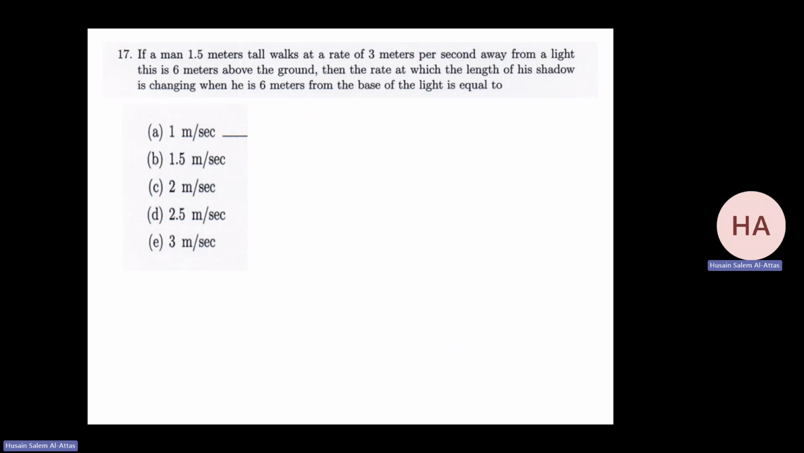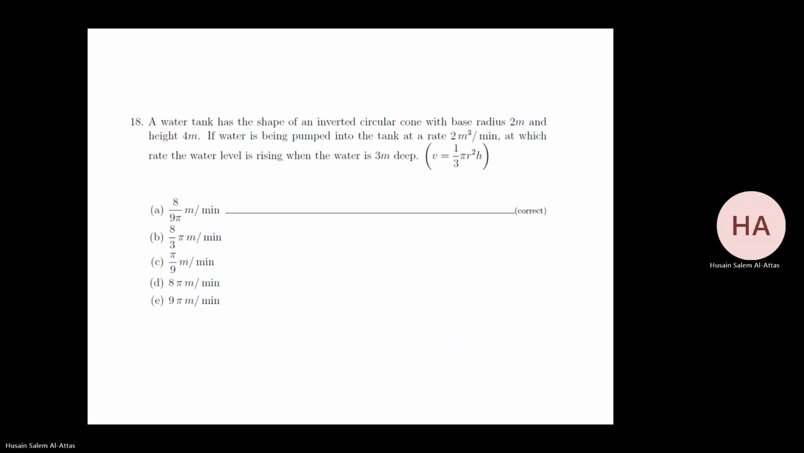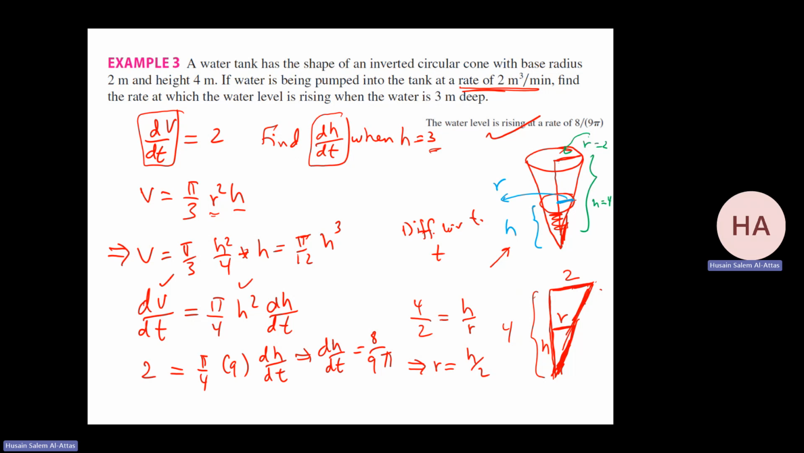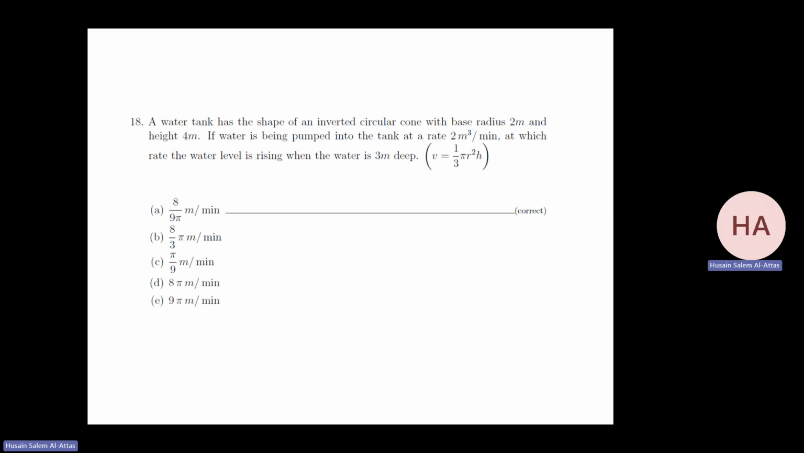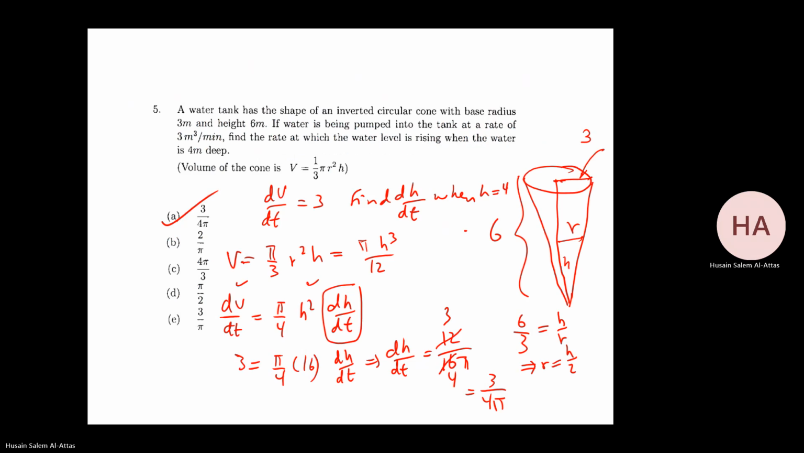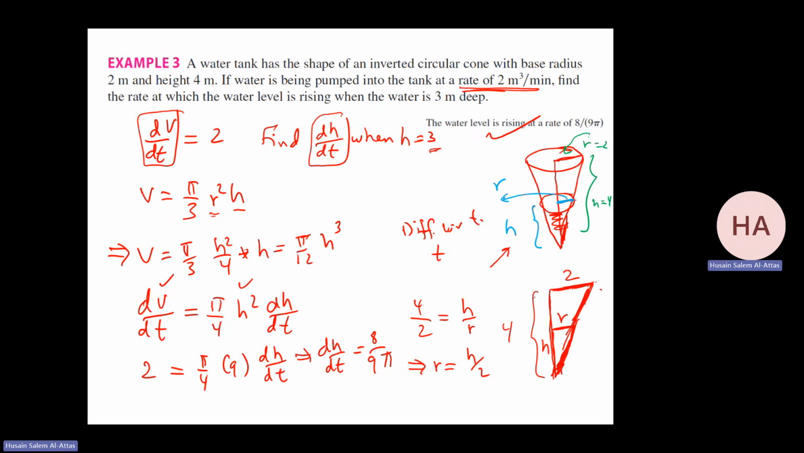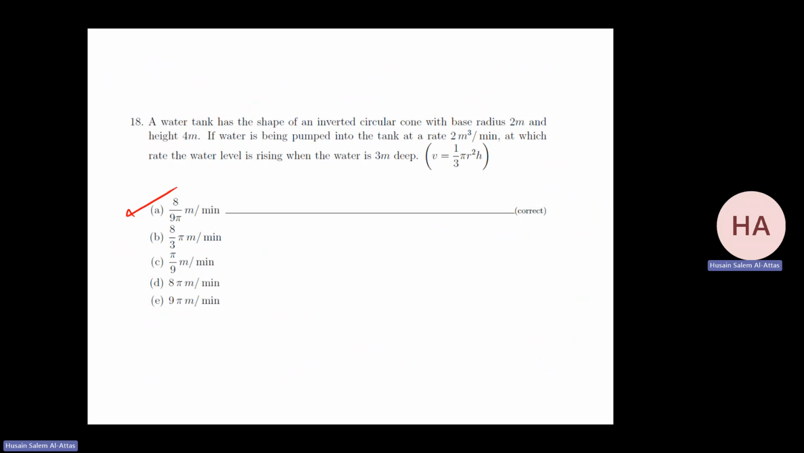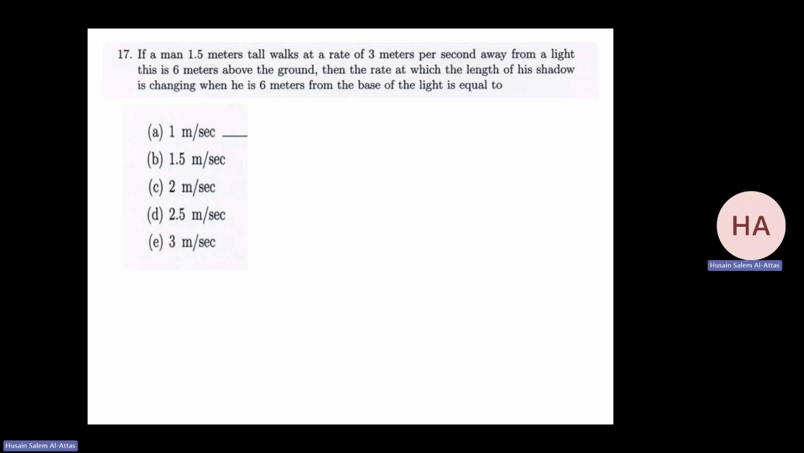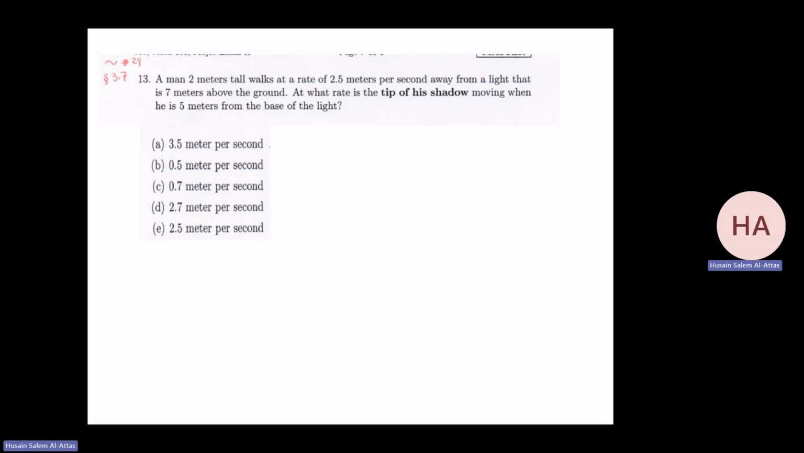A water tank has the shape of this, with the radius 2 meters and height 4. Water is being pumped at this rate. Is it the same numbers? We have the same answer. 2 meters when h equals 3. Yeah, same question, no need to do. Okay, now we have the shadow problem.